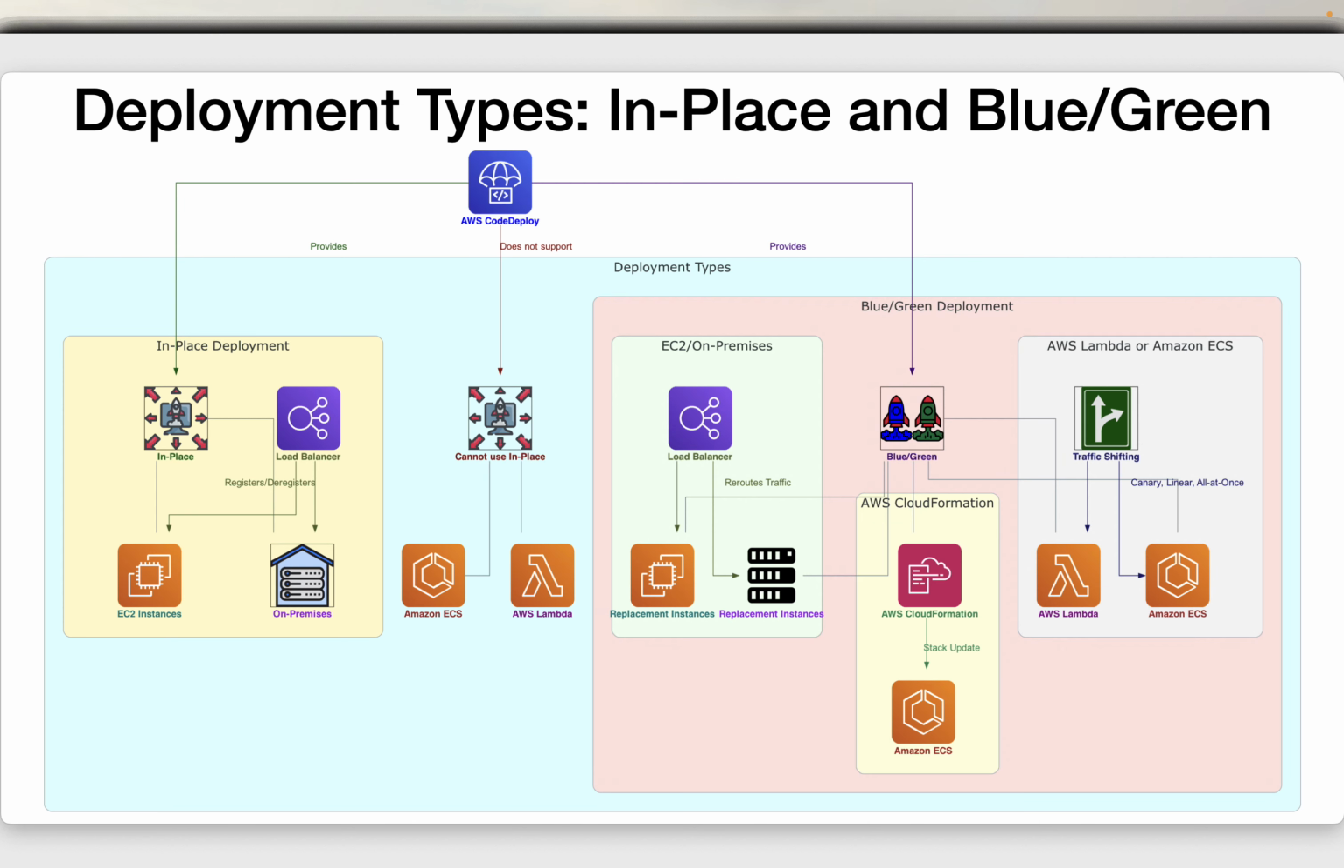Okay, let's see deployment types. So first we'll see in-place. So first I'll just cover the overview. So in-place and blue-green. So there are two types. In-place, I'll be covering. In-place means it will replace the existing instances.